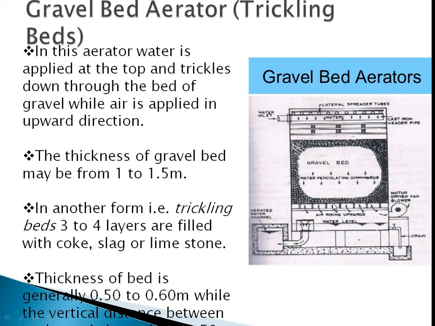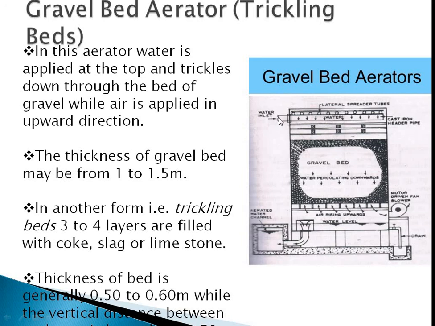At the center, this is the gravel bed, that is the bed of gravel, and at the bottom there is a blower, that is the motor driven fan, meaning we will run the blower from the bottom. After percolation through the gravel bed, the water is collected at the bottom, and the aerated water is further collected from the channel and passed into the other section. Okay. Now how does the working of this aerator take place?